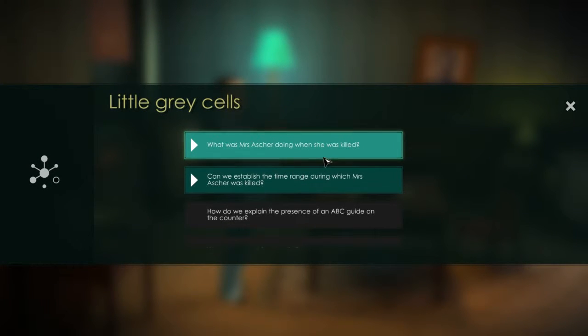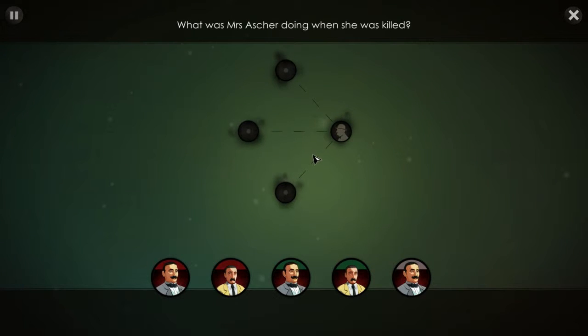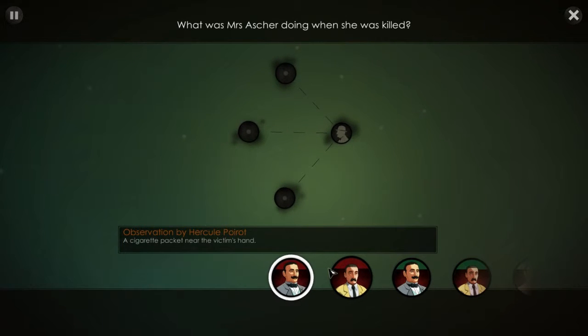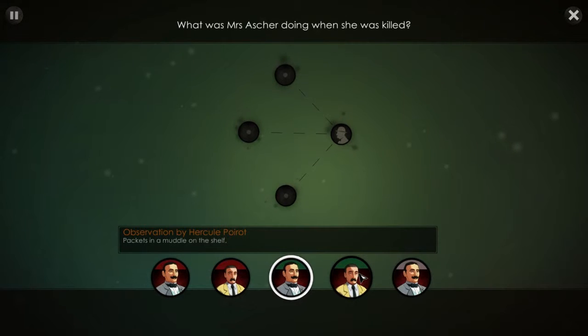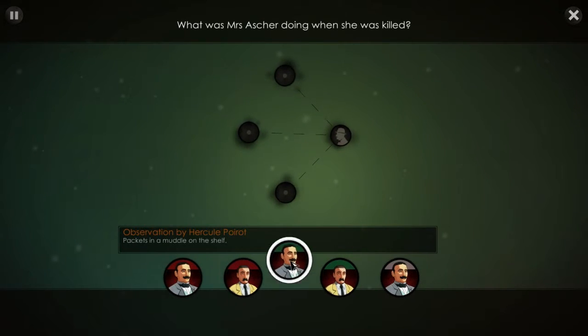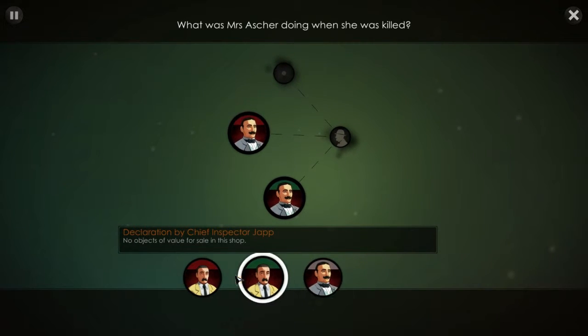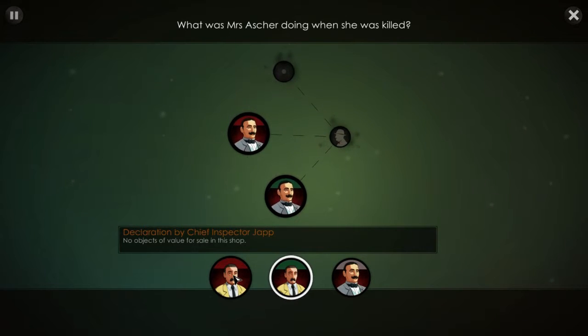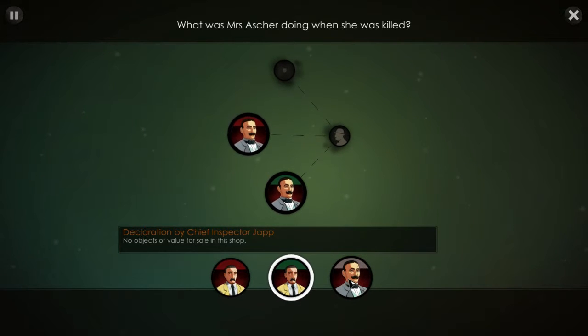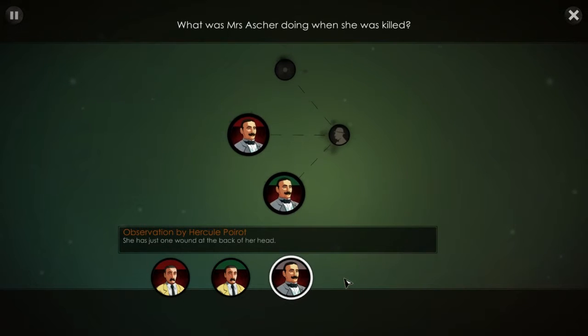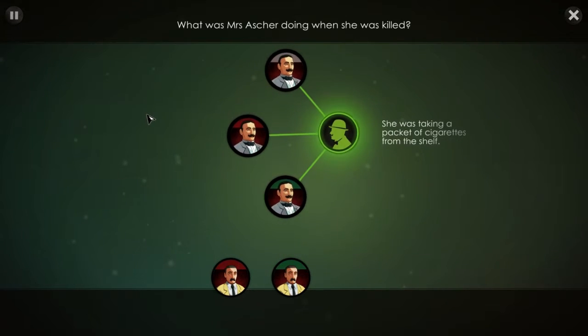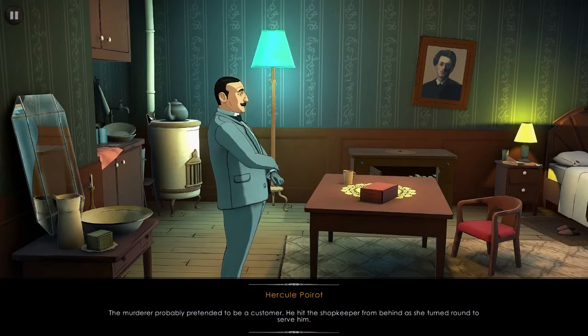Let's see if we can solve this one. What was Mrs. Asher doing when she was killed? A cigarette packet near the victim's hand. Packets in a muddle on the shelf. And the third one. She has just one wound at the back of her head. No objects of value for sale in this shop. Since she has a wound on the back of her head, she turned her back to the killer, so I'm gonna go with this one as well. She was taking a packet of cigarettes from the shelf. The murderer probably pretended to be a customer. He hit the shopkeeper from behind as she turned around to serve him.